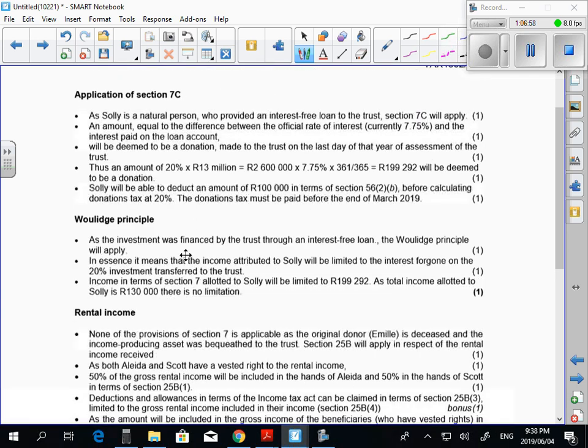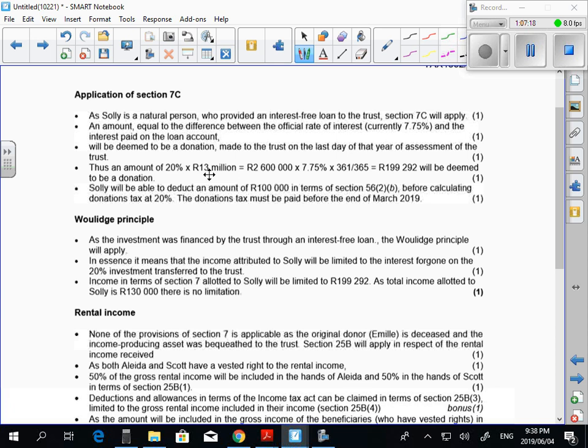And then Section 7C, guys. If Solly is a natural person who provides an interest-free loan to the trust, Section 7C will apply. So it only applies to natural persons who provide interest-free loans. An amount equal to the difference between the official rate, 7.75%, and the interest paid on the loan account will be deemed to be a donation.